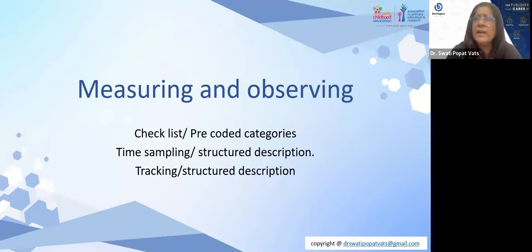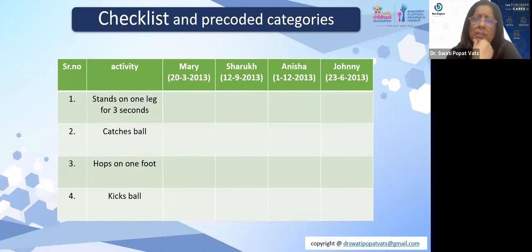So, how do I observe children? How do I do observation? Do I just sit like this and keep on observing them? Where will it take me? So, there are different ways in which you can do observation. Let's see the next slide. The first one is called a checklist, a checklist or a pre coded category.